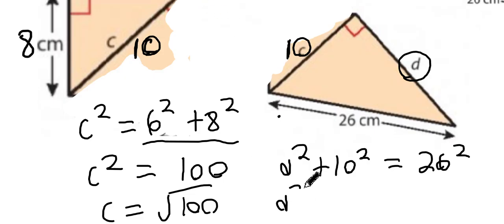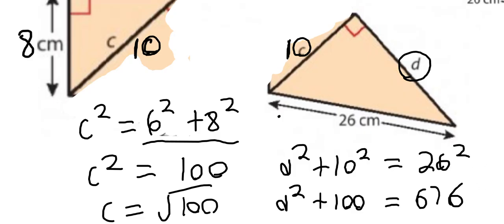D squared stays the same. You can't do anything. Exactly, so that's why I'm not doing anything. I'm just writing it. But what I am going to type into my calculator is 10 squared. What is 10 squared? 100. And then I'm going to write equals, and then I'm going to type into my calculator 26 squared.